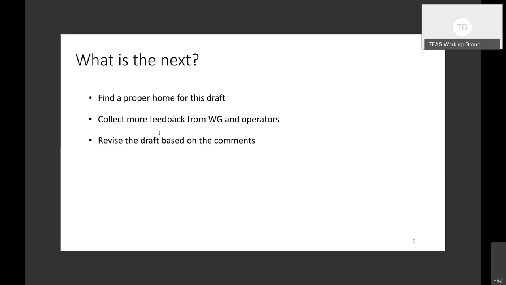And also we are still collecting more feedback from the working group and the operators, and we will revise the draft based on the comments. Okay, I think this is the last page.